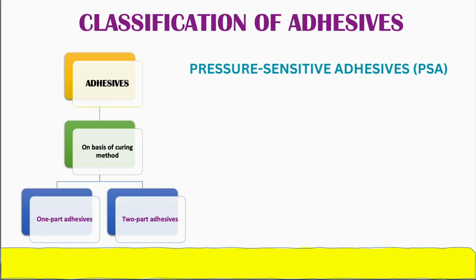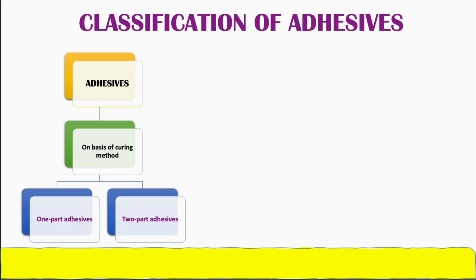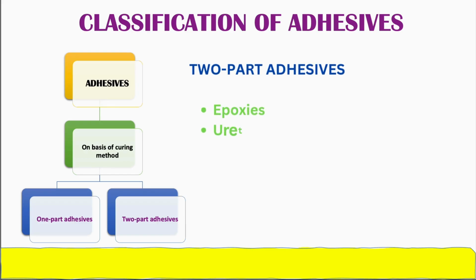Coming to the two part adhesives, as the name suggests, two part. A two part adhesive gets cured when its two or more components are mixed together. Generally speaking, these types of adhesives consist of two parts, and can be more than two parts also. When they are mixed, curing takes place. The components react chemically, forming the cross links of the polymer molecules. Examples of two part adhesives are the epoxies, urethanes, silicones, and acrylics.